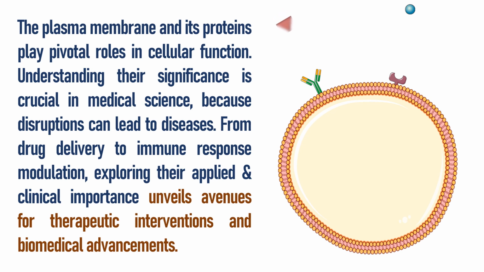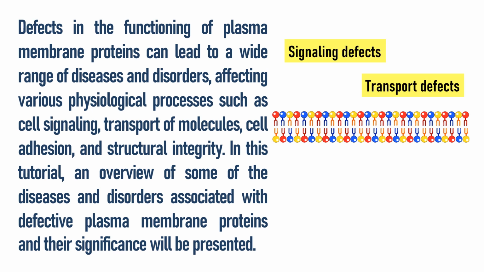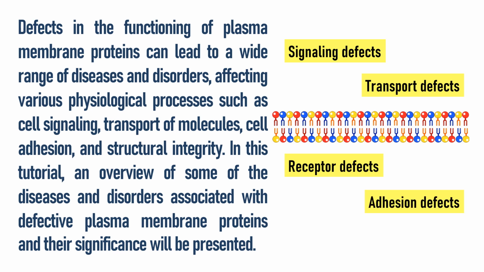The plasma membrane and its proteins play pivotal roles in cellular function. Understanding their significance is crucial in medical science, because disruptions can lead to diseases, from drug delivery to immune response modulation. Exploring their applied and clinical importance unveils avenues for therapeutic interventions and biomedical advancements. Defects in the functioning of plasma membrane proteins can lead to a wide range of diseases and disorders, affecting various physiological processes, such as cell signaling, transport of molecules, cell adhesion, and structural integrity.